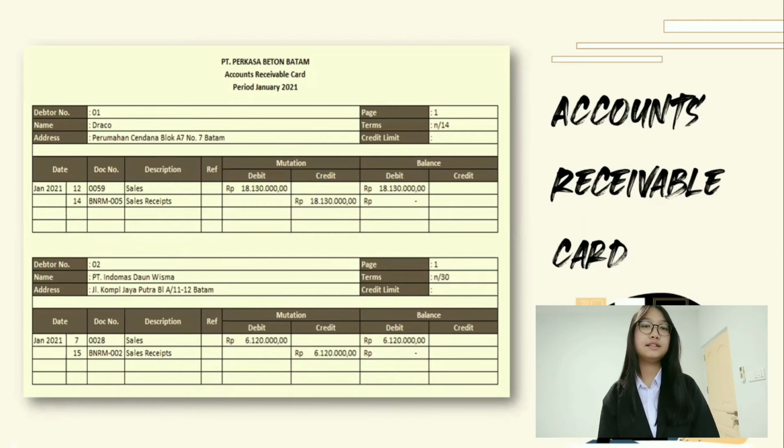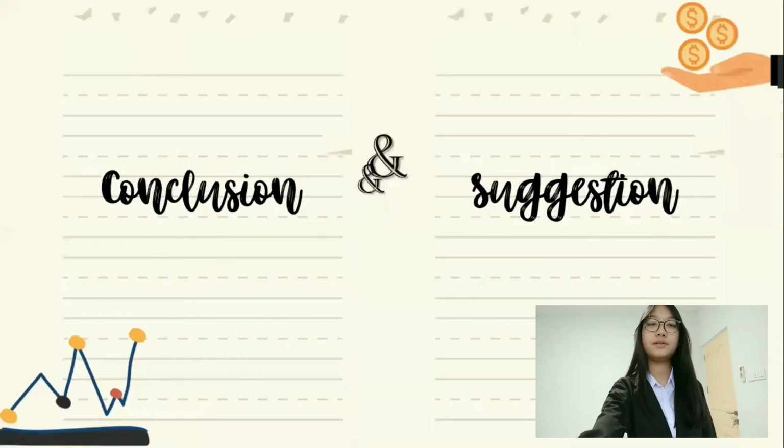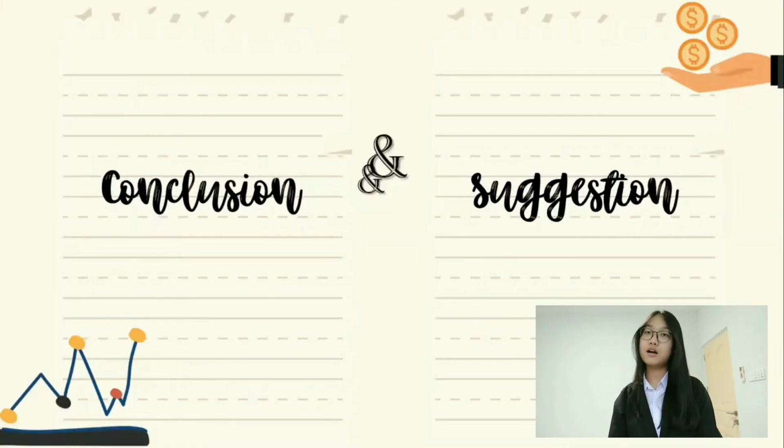And from the material that I presented, I have some conclusions and suggestions. So the conclusions are: first, Perkasa Beton Batam is a company engaged in the ready-mix business that sells ready-mix concrete products to serve construction needs. The second, the receivables recording procedure is a system of a series of stages of systematic actions to record and manage all claims arising from a transaction on credit that occurred in the past.